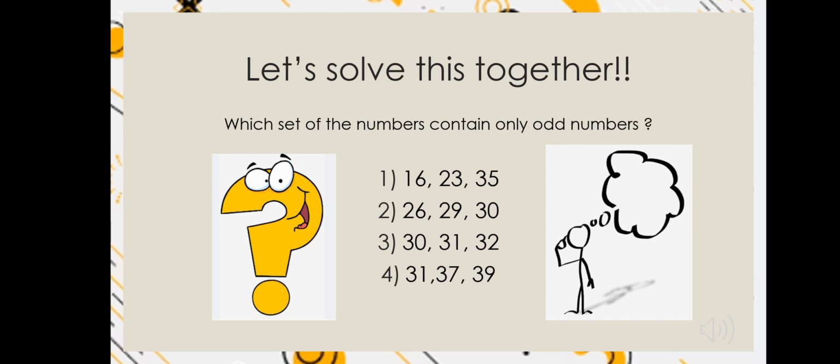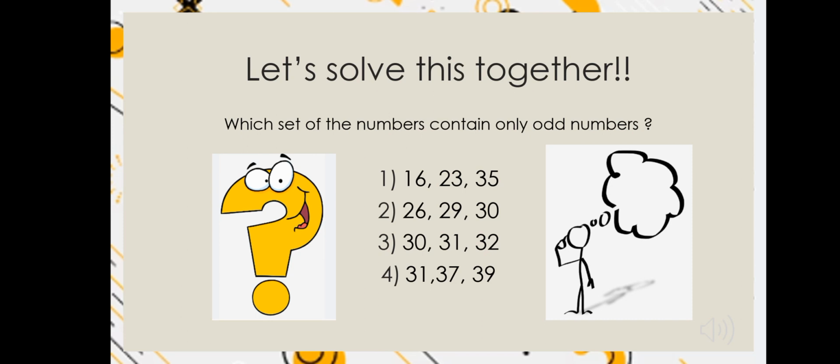Moving on to option number 3, 30, 31 and 32. In this option, the first number 30 ends with 0, which is also an even number, making 30 an even number. Then 31. 31 ends with 1, which is also an odd number. So 31 is an odd number. Then 32. 32 ends with 2, and 2 itself is an even number. So there are 2 even numbers in this option, and again we are not going to select it.